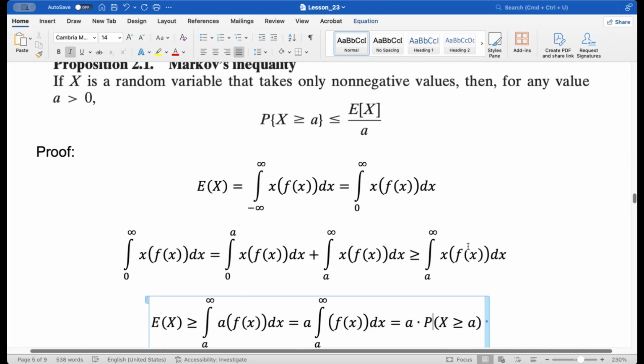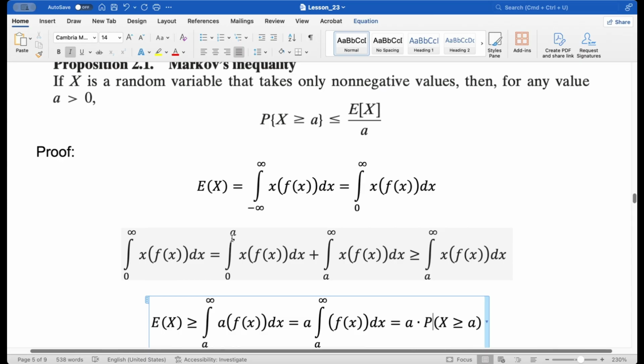We can split up an integral anywhere in between those limits, 0 to infinity. So we're going to go from 0 to a first, then a to infinity. Now, x is non-negative. A density function, f of x, is always non-negative. So this will be a non-negative expression integrated from 0 to a.